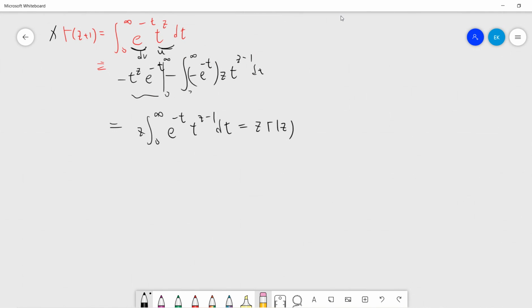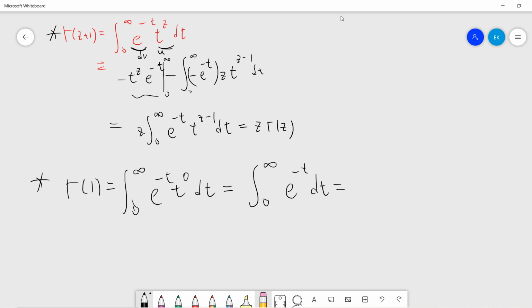Okay, so very simple. Next, gamma 1 is the integral from 0 to infinity of e to the minus t, t to the z minus 1 with z equal to 1, dt. So this is the integral from 0 to infinity of e to the minus t dt. I think this is very standard. Putting in infinity gives 0, putting in 0 gives minus 1, so that's 1. So this tells you that gamma 2 is just 1 times 1, which is 1.